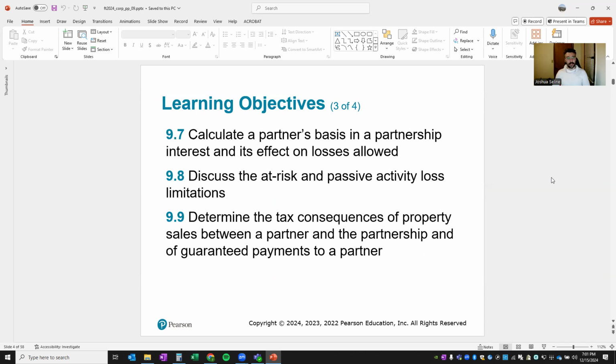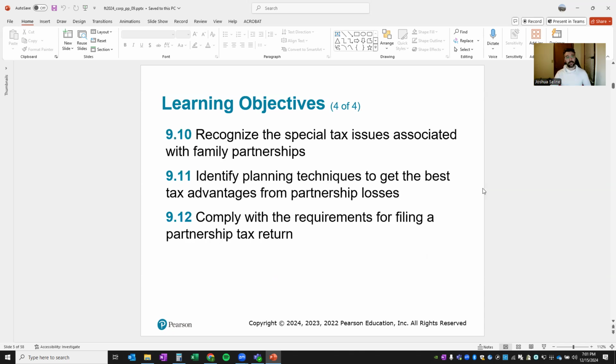calculate a partner's basis in a partnership interest and its effect on losses allowed, discuss the at-risk and passive activity loss limitations, determine the tax consequences of property sales between the partner and the partnership and guaranteed payments to the partner. And finally, recognize the special tax issues associated with family partnerships, identify planning techniques to get the best tax advantages for partnership losses, and finally, comply with the requirements for filing a partnership.